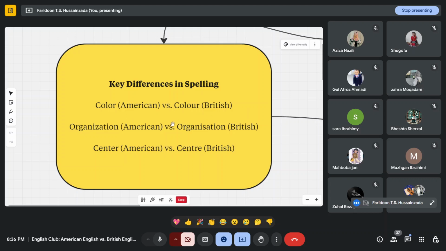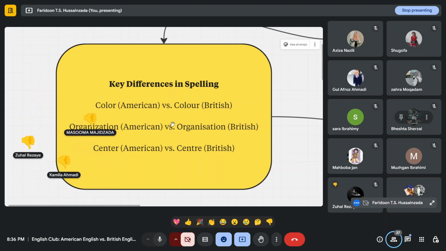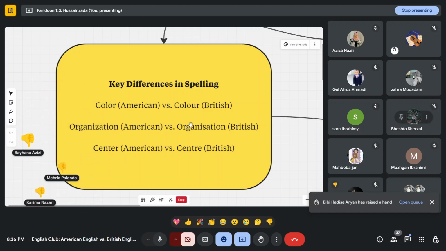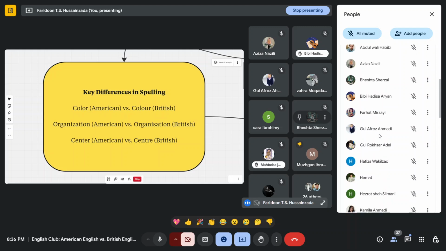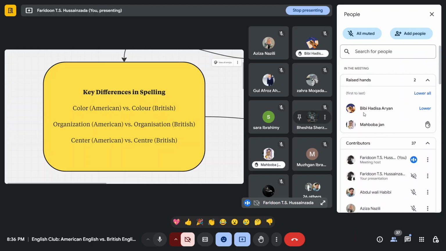Any questions on this slide, guys? Okay. Very good. Very good. Yes. Who is that? I think we have some hands. Let's listen to them quickly. Bibi Hadisa, tell us. Yes, sir.